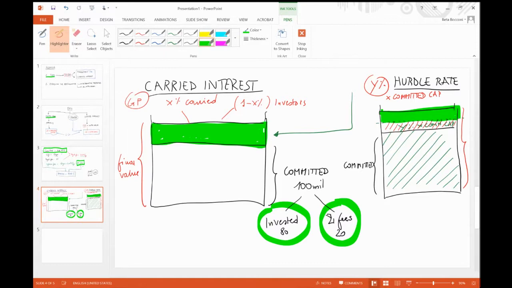Just to do it with numbers, if you have a committed capital of 100 million and you have a hurdle rate of, say, 5%, you must repay first 100 million before paying any incentive, plus 5% on that committed capital. So the threshold above which you can pay an incentive to the general partner is no longer 100, but it becomes 105, plus the hurdle rate. This is from an intuitive point of view, okay?